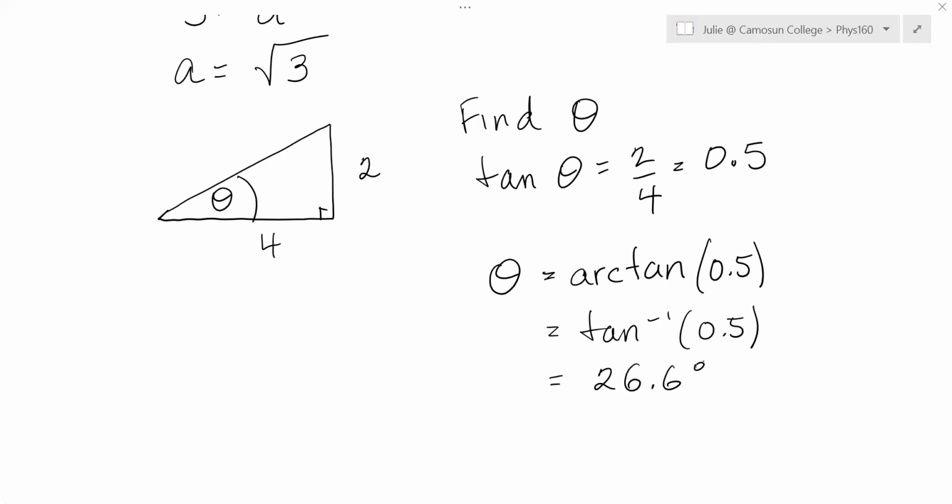Okay, so there's a bunch that you can practice, and you'll have an assignment on that. So that's good for now.